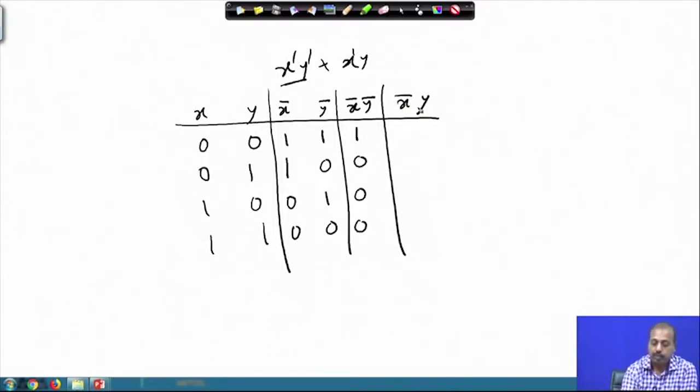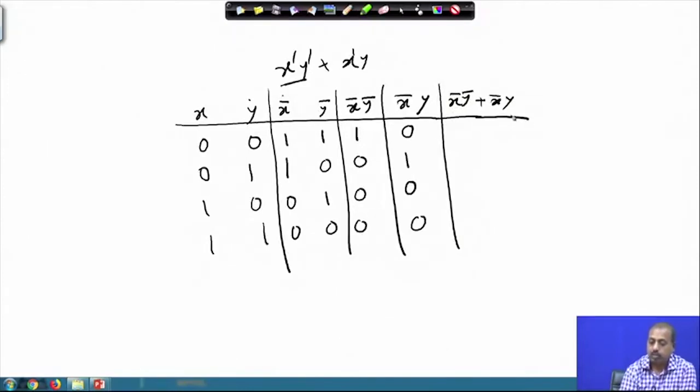So, x bar y: we have to consider this column and this column. So this is 0, this is 1, this is 0, and this is also 0, x bar y. Now, finally, I have got the column x bar y bar plus x bar y. So it is the OR of these two columns. So this is 1, this is 1, this is 0, this is 0.